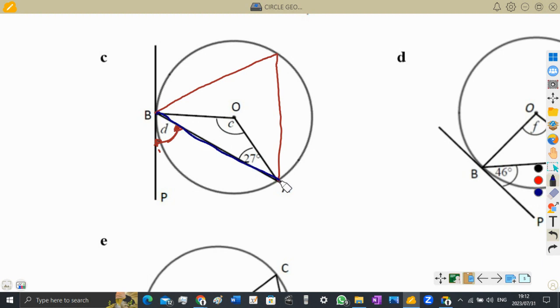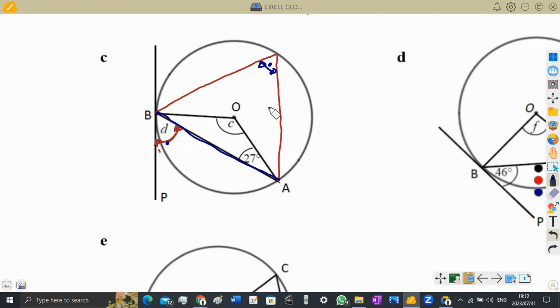Where is it creating the angle? It's creating the angle here at the circumference. So this angle here and this angle are the ones that we are saying are equal. Not this one, the 27, no. 27 is not the one that is being created. The chord AB is the one that is creating the angle, at the circumference.